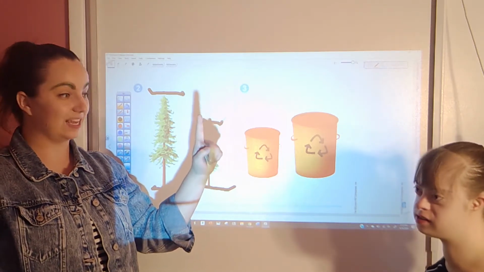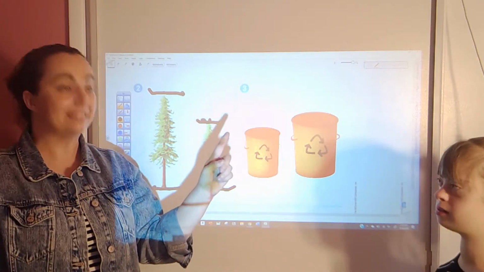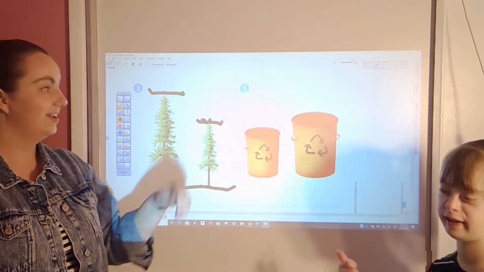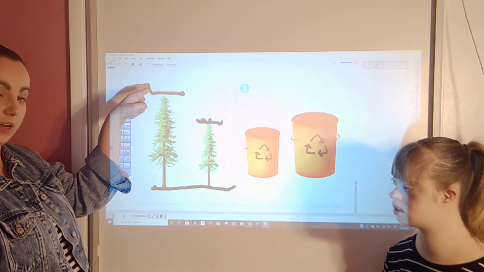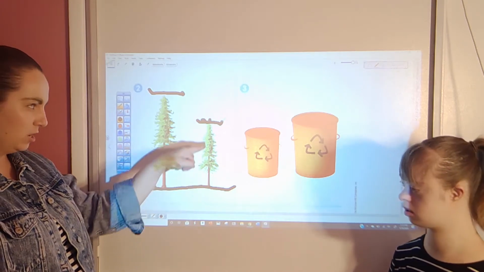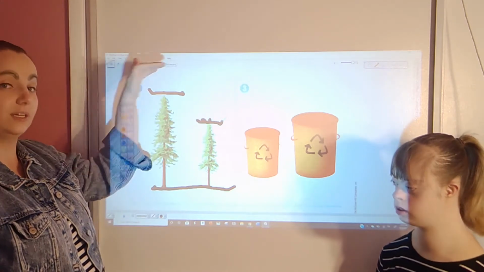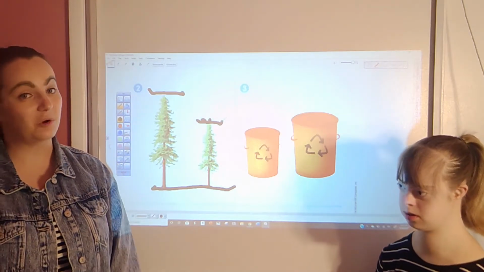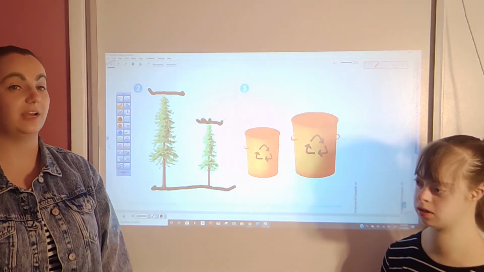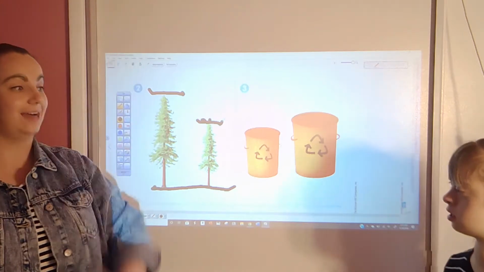Different, yes. I don't know if you can see that, but Kayla's signing different. Very good. They're different heights. This tree grew all the way up here. This tree only grew to here. Those are different heights. Since they're different, Kaylee, can you help us out by finding the tree that is taller, has more height to it?